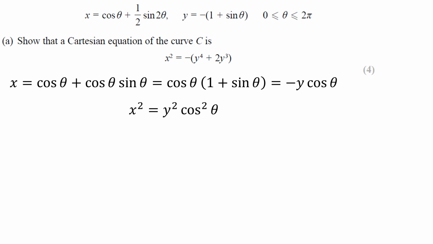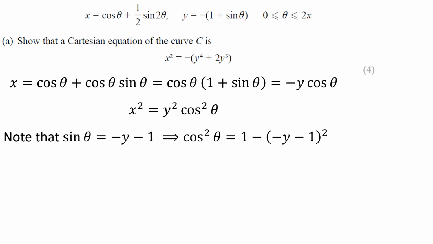Now, the reason this is helpful is that I can already see an easy way to rearrange the y equals negative 1 plus sine theta expression so that I can get sine theta in terms of y. And if I can do that, and I also have an equation where I'm trying to get rid of cos squared theta, swap it out for something involving y or x or something, I can use the fact that sine squared theta add cos squared theta equals 1. So I'm going to rearrange to get sine theta in terms of y, and that just gives me minus y minus 1. And then because sine squared theta is going to be minus y minus 1 squared, I can subtract that from 1 and get cos squared theta.